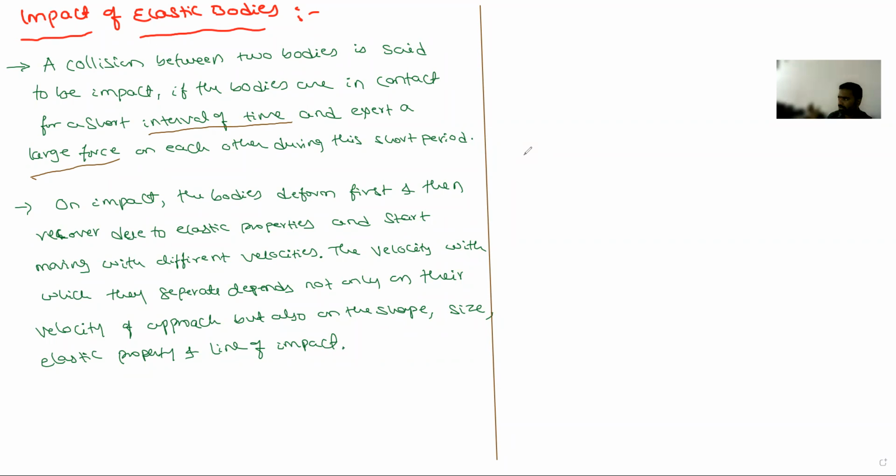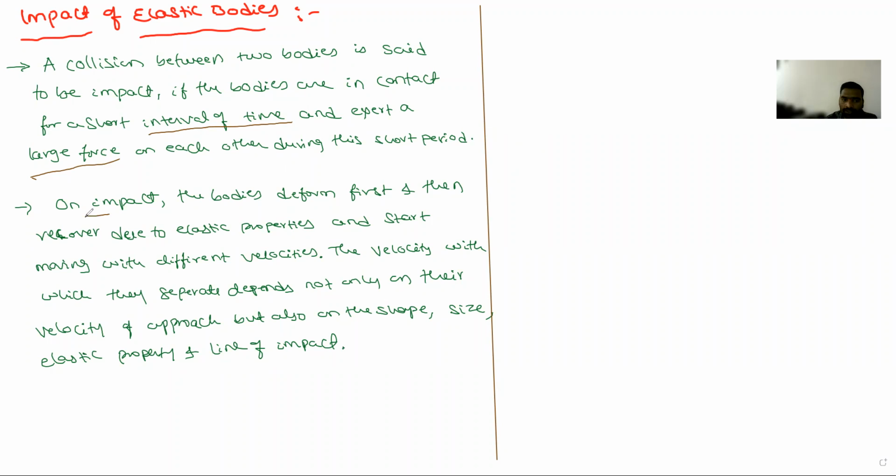Collision means collision between the two bodies. When the two bodies come in contact with each other, that is called collision. Collision means one body and another body strike each other. That is collision. This large force releasing in a short interval of time is called impact.